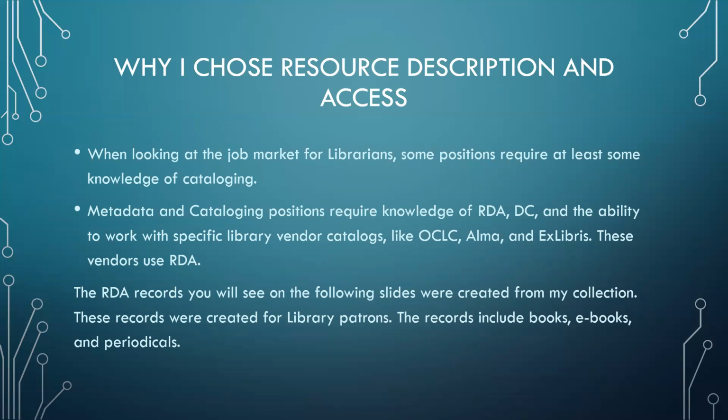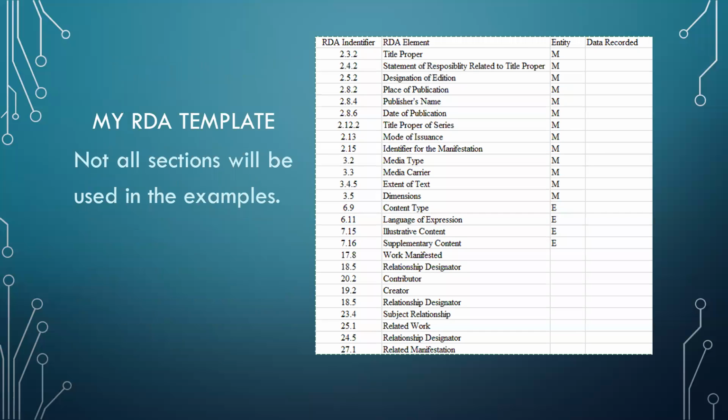The RDA records you will see on the following slides were created from my personal collection. These records were created for library patrons. The records include books, ebooks, and periodicals. The RDA template that I used, you will see on the slide. Not all sections will be used from my collection due to the fact that it is a small collection. So there are only 10 records, and I chose different records for different authors. So there are no relationships between the author and the title and things of that nature.